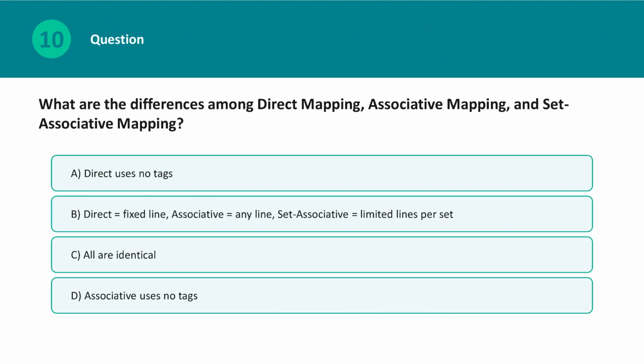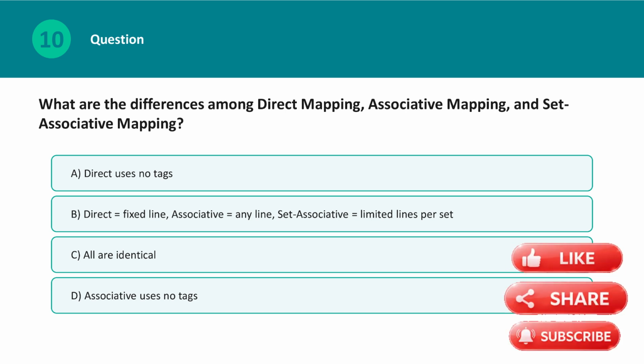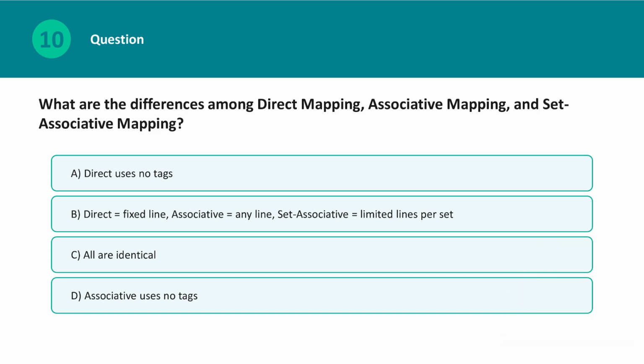What are the differences among direct mapping, associative mapping, and set associative mapping? A. Direct uses no tags. B. Direct for fixed lines, associative for any line, set associative for limited line per set. C. All are identical. D. Associative uses no tag. The correct answer is direct for fixed lines, associative for any line, set associative for limited line per set.